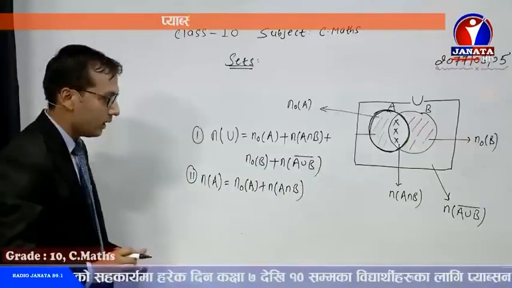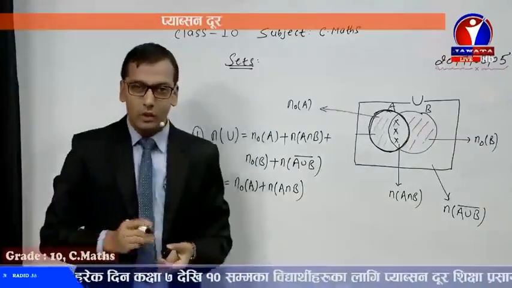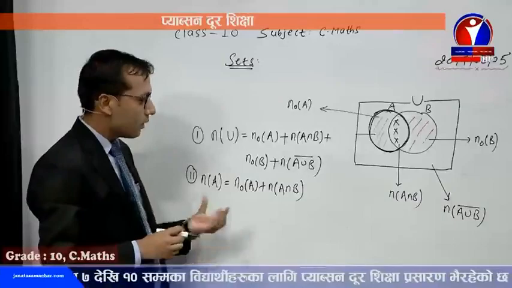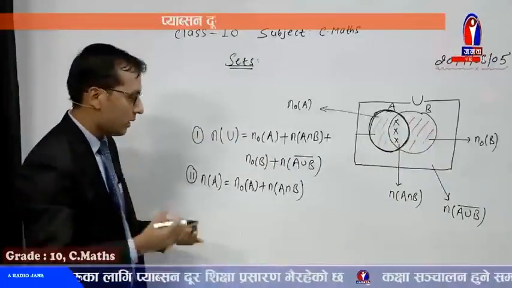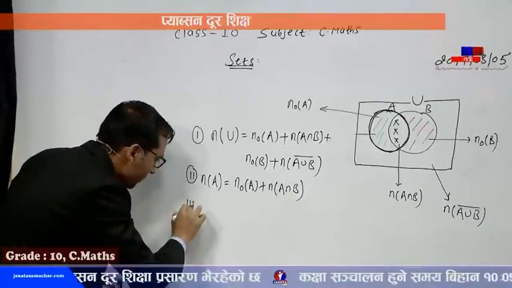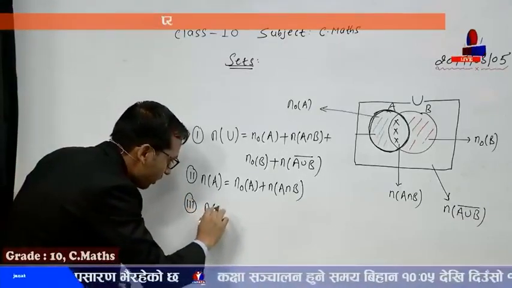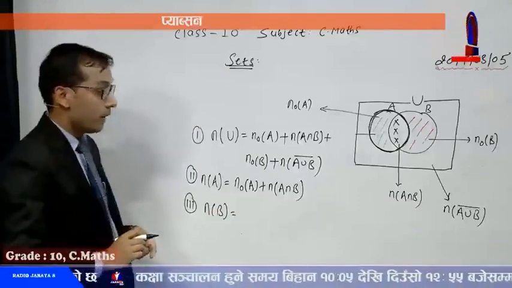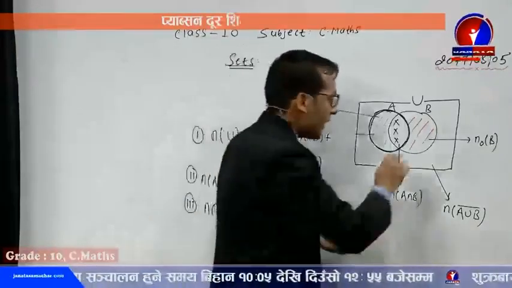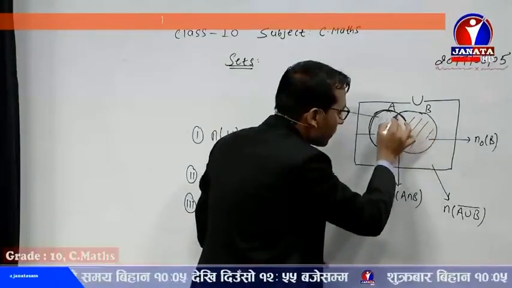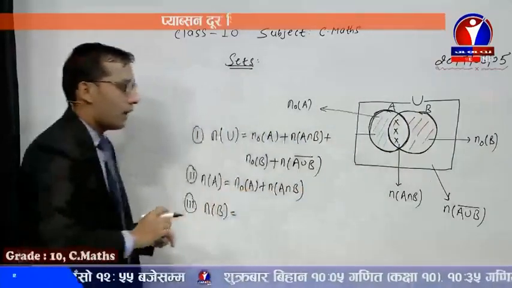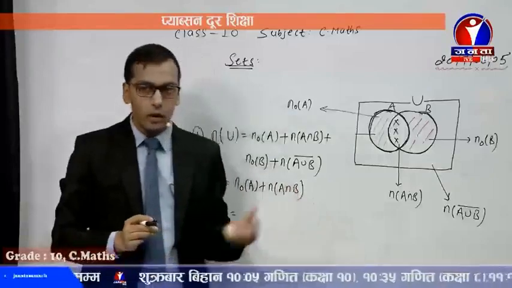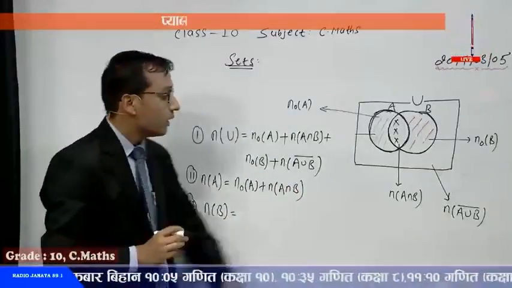This is n of A. Similarly, now I believe you can write what is n of B. So let's try together. I'm also writing here what is n of B. So n of B is, again you can look at the subset B and write a small formula for what is n of B.